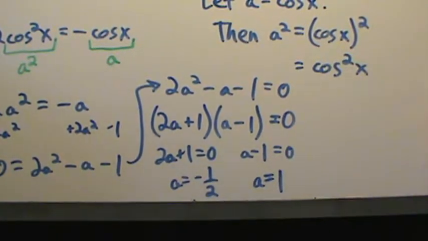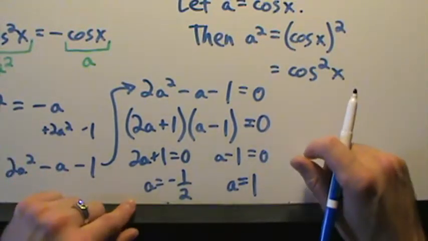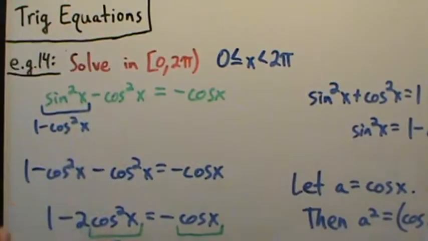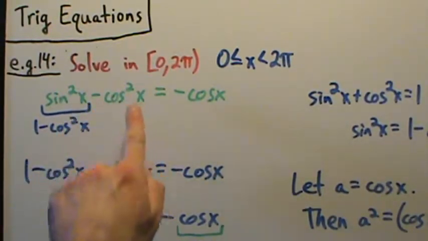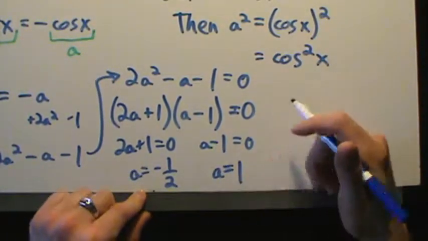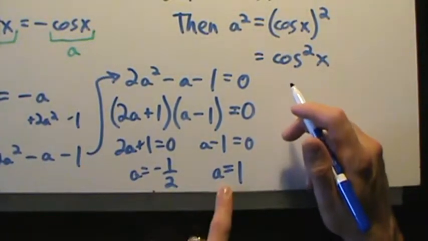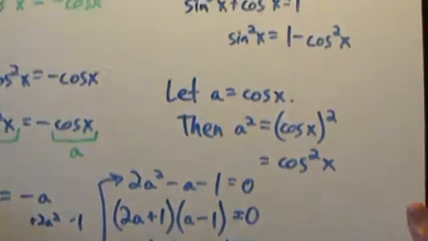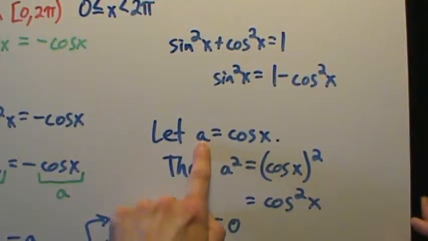But again, we're not done yet. We're not solving for a, we're solving for x, right? Solve this equation, we're solving it for x. So now we have to back substitute, to undo this substitution. Now that we know that a is negative 1/2 and a is 1, we can use the fact from earlier that a equals the cosine of x.